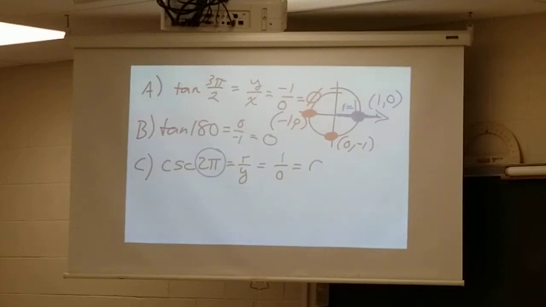Now, this kind of behavior can happen. Basically, you can end up with a 0 in the denominator. And you'll see it pop up throughout the next couple lessons. Is there anything you want to ask about with these three problems?